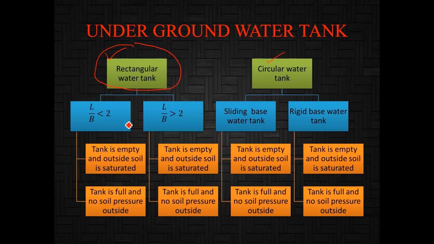In the rectangular water tank we have two different length and width ratios. These are the same as in the on-the-ground water tank design. If the length and width ratio is less than 2 or more than 2, how the design changes, I explained in the previous lecture. You can go and check it out.